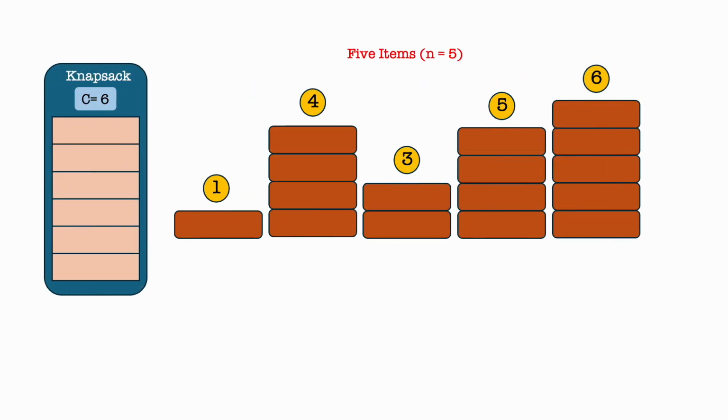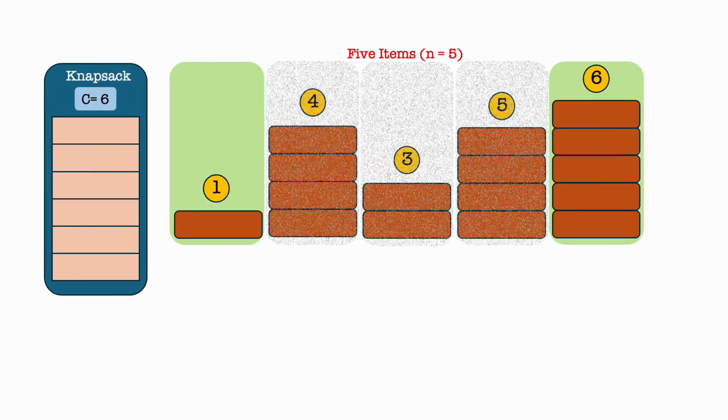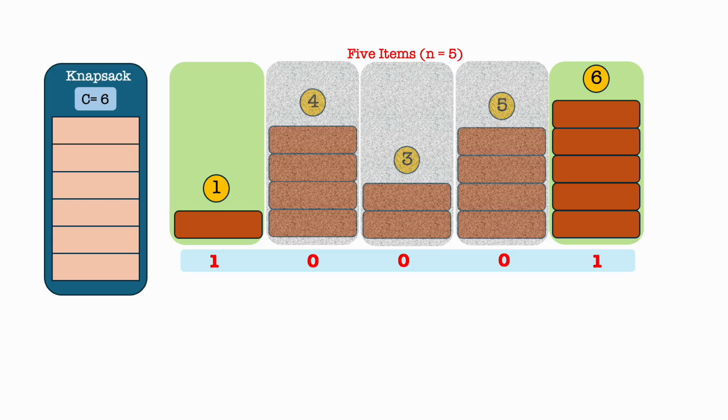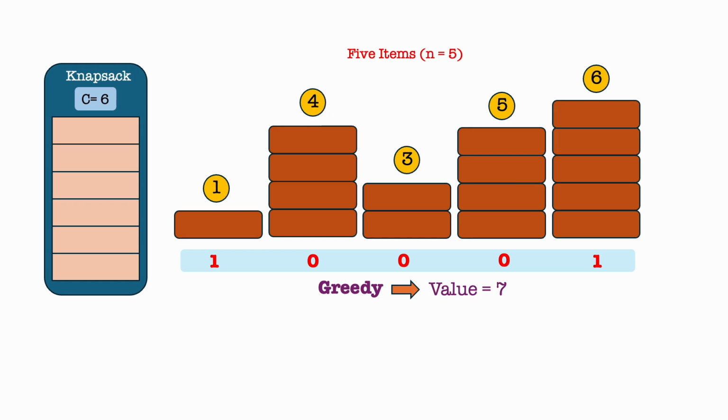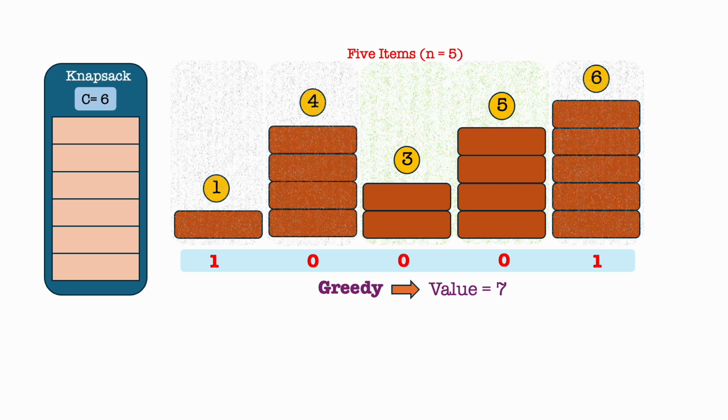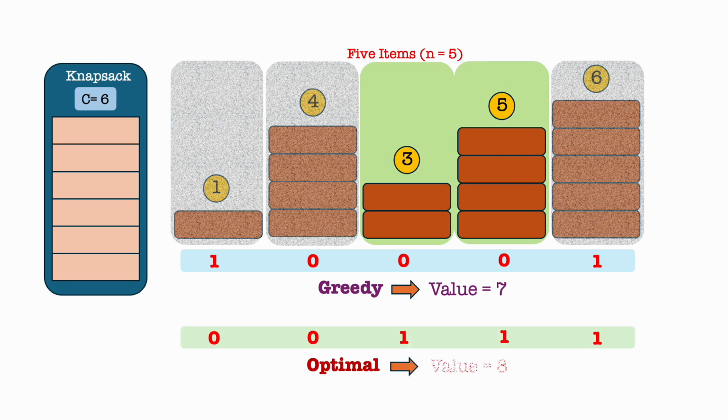If we consider the original problem, this greedy approach based on value keeps the first item and the last item in the knapsack. However, in this case, we get the value 7 from the knapsack, which is not the optimal one. The optimal solution is when we keep the third and fourth items in the knapsack. The optimal value is 8.